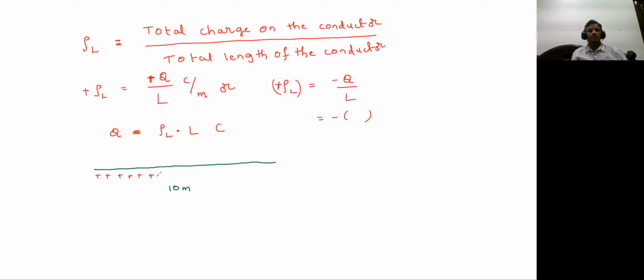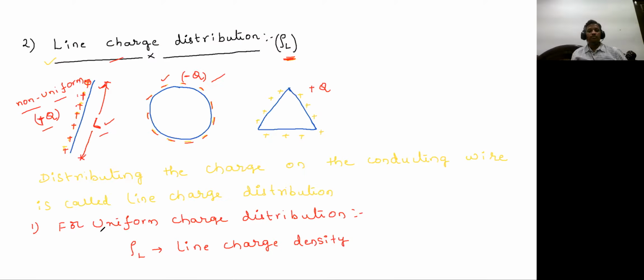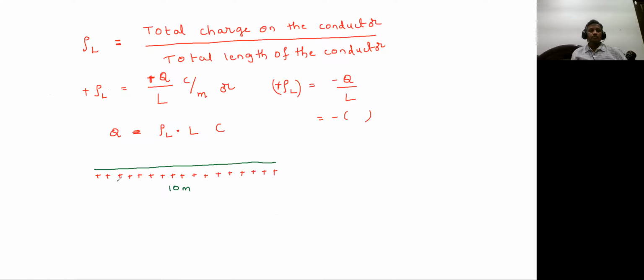Assume that because you are seeing this for a uniform distribution, I said later after certain time this will become non-uniform, but you are seeing for the case of uniform distribution of charges how the problems will be done. We'll try to see. Now divide this 10 meter into 10 parts: 1, 2, 3, 4, 5, 6, 7, 8, 9 and 10.